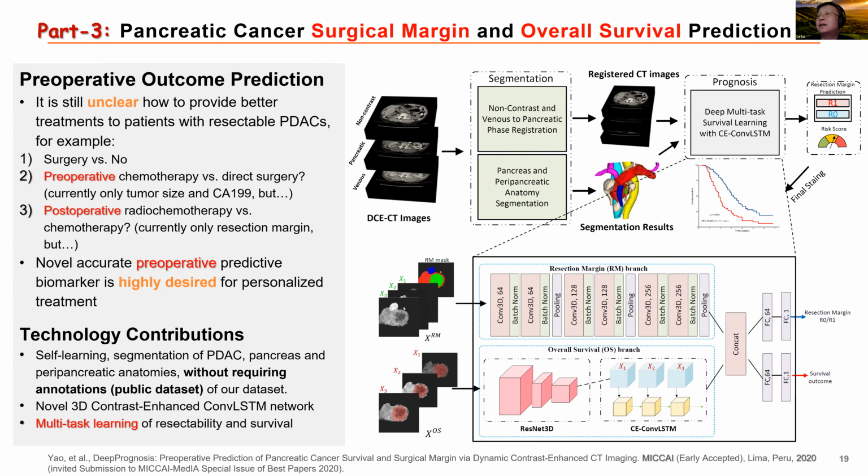So basically, it's a multitask work. We predict not just overall survival, but also the surgical margin. The margin has 2 values, R1 or R0. R0 means within the margin, there are no cancer cells in the pathological images, right? And R1 means you cannot resect the tumor very well.